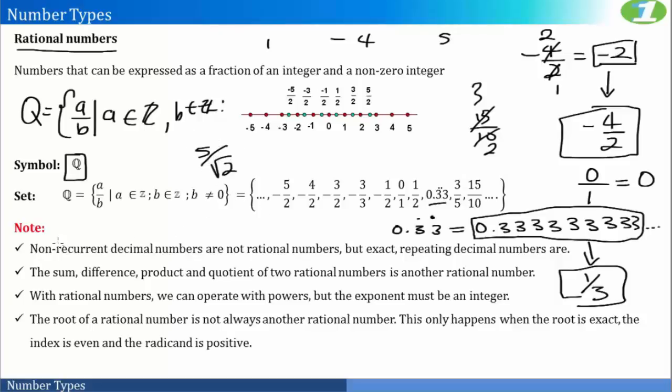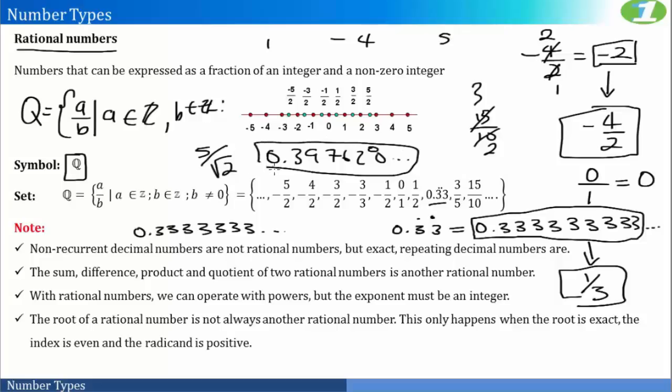Now, as a point of note, non-recurring decimal numbers are not rational numbers, but exact repeating decimal numbers are rational. So again, we use our example of 0.33, and because this repeats all the way out to infinity, it is rational. But if we had a number, let's say 0.397628, all sorts of numbers going about, then this is not rational. We can't find any pattern, and therefore we will say that this number is irrational.